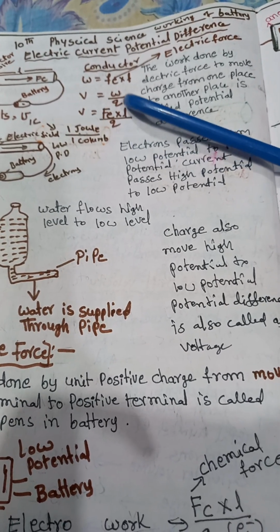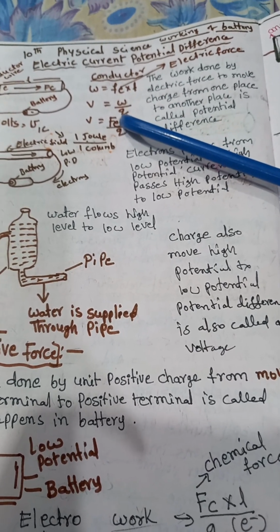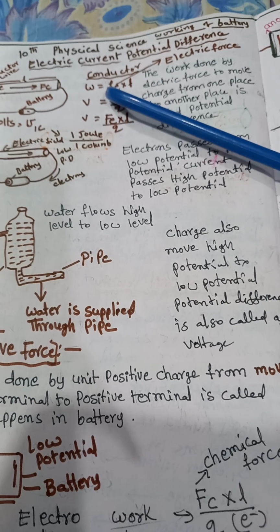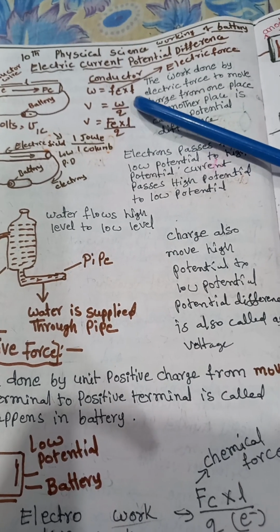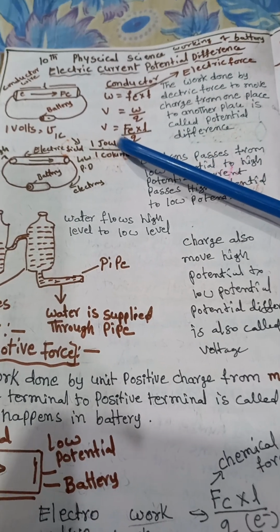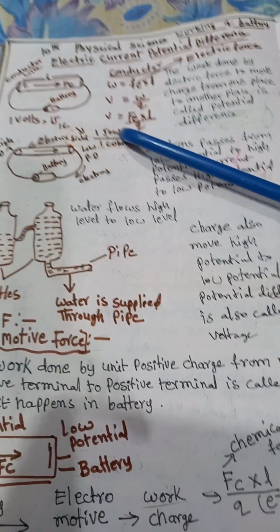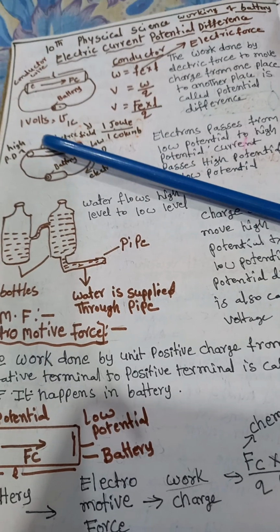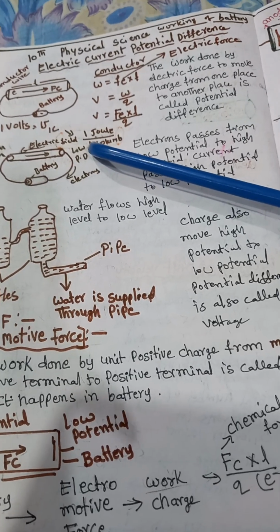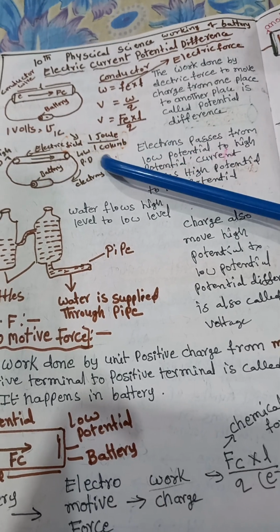So voltage is equal to W by Q, where W means work done and Q means charge. And V is equal to W, which you already know is Fe into L. So here also we can see V equals Fe into L by Q. So this is the principle of voltage or potential difference, and this voltage is measured in volts. So 1 volt is 1 joule per 1 coulomb.